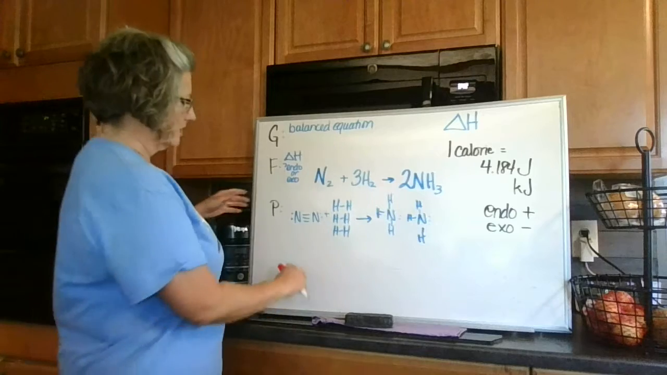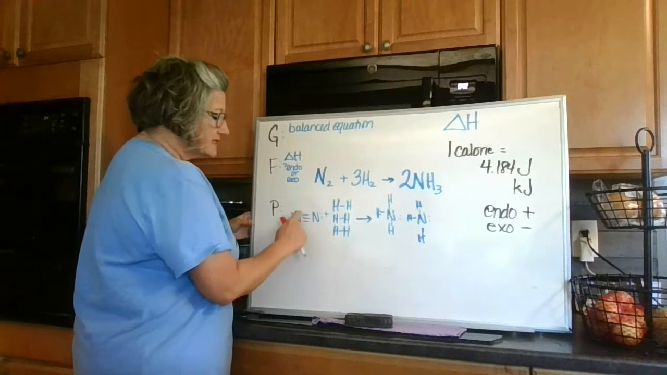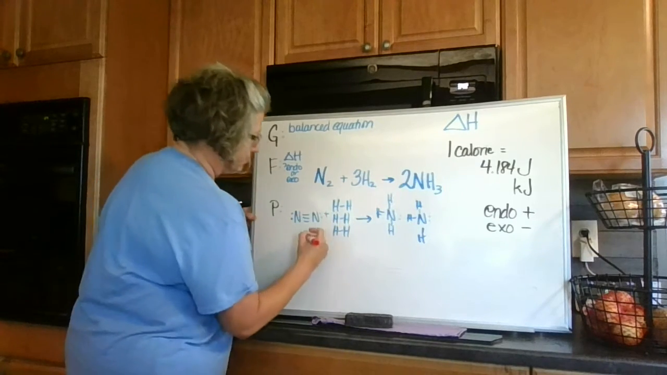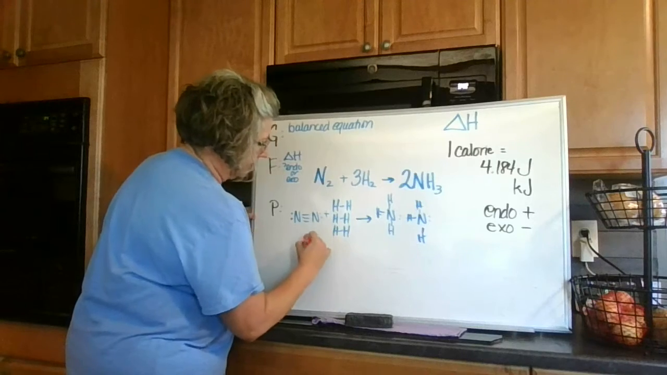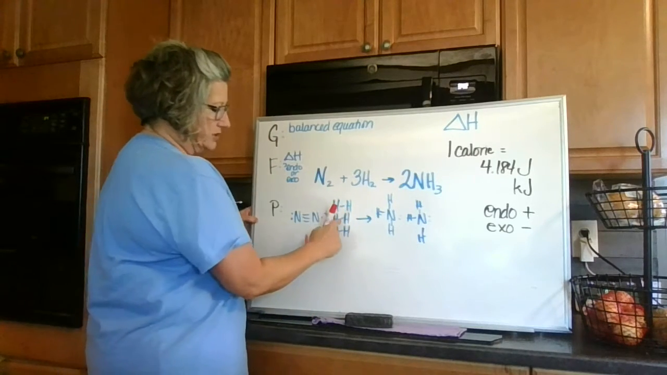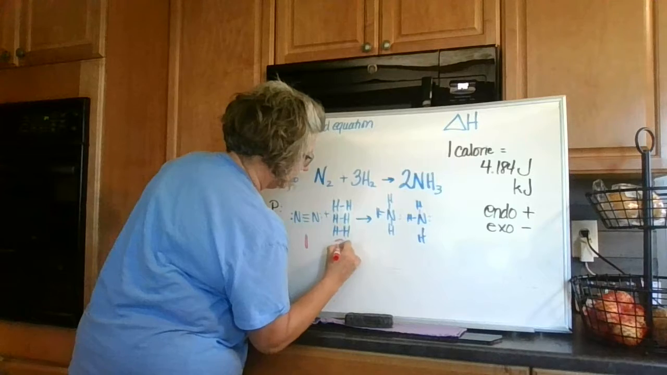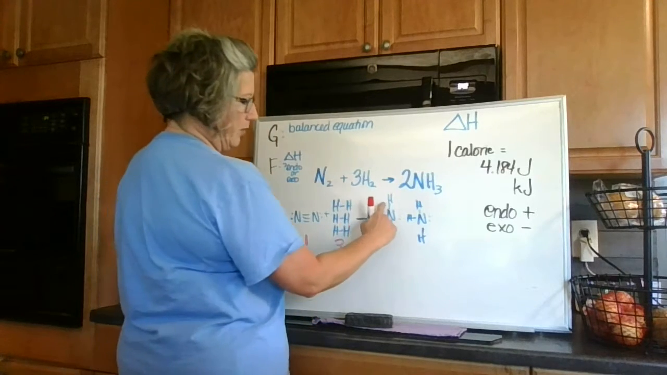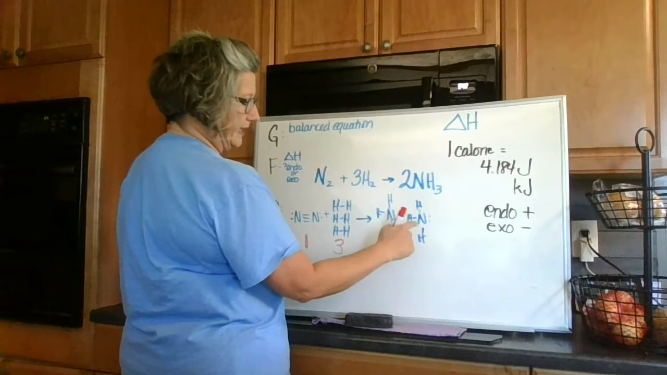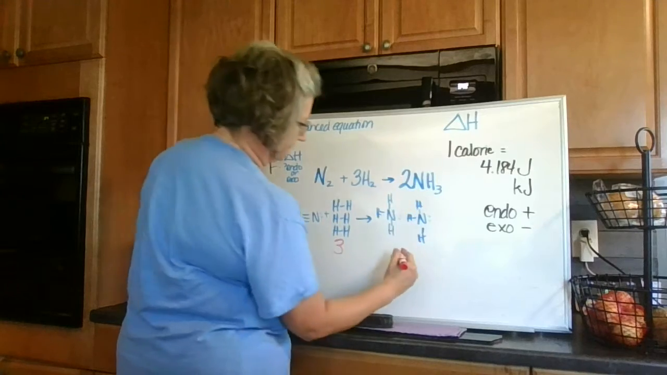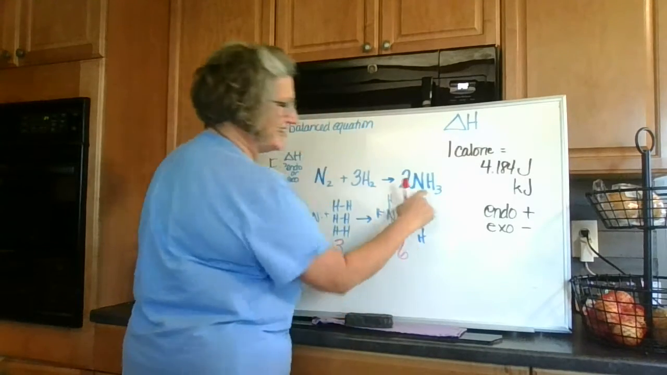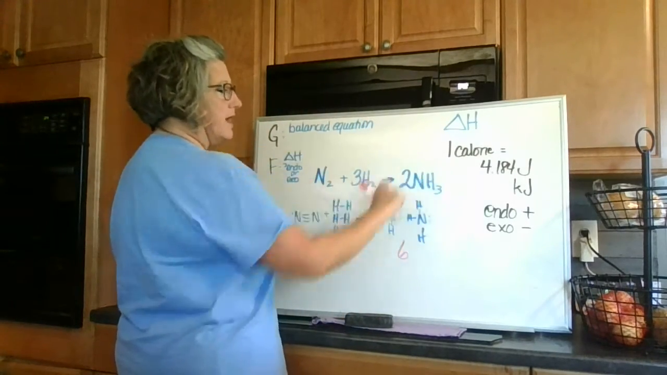So for my nitrogen, even though this is a triple bond, it's just 1 bond. So I'm going to put a 1 right here. I've got 1, 2, 3 bonds right here. 1, 2, 3, 4, 5, 6 bonds here. Remember, this is NH3. This is 1 molecule.